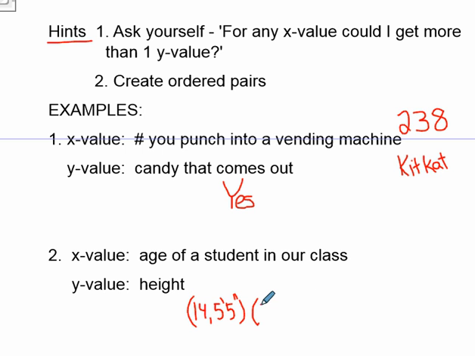It is very possible that I could have a student sitting right next to them who's also 14 years of age, but is 5 feet, 2 inches tall. Right? That's possible. That could happen. So here I have the same X value, but it has 2 different Y values. I have 14 and 14, so I'm duplicating my X values, and I have different Y values. So this means that this is not a function.